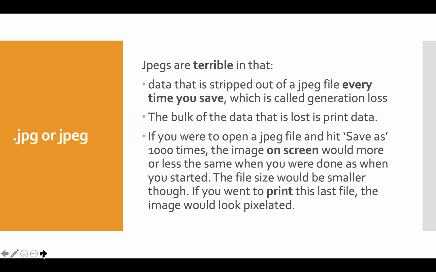The file size, how many kilobytes, megabytes, gigabytes it is, that file size will have gone down. You go, how's it get smaller? All I'm doing is hitting save. I'm not doing anything to it. Well, every time it saves it, it's throwing away more print data, and more print data, and more print data. 1,000 times, 100,000 times. And so it's gotten smaller in terms of megabytes. But it looks the same on screen. So go to print it.